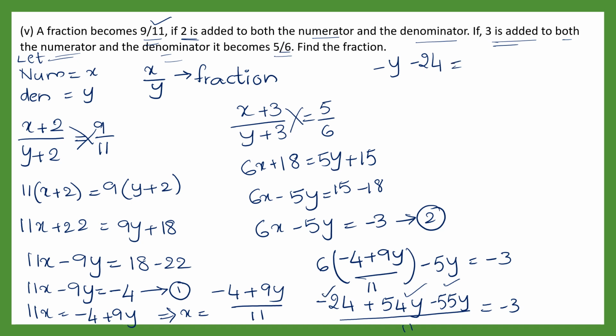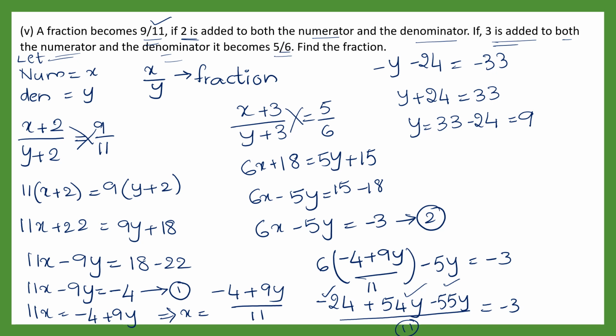This 11 is in the denominator. If it goes to the right side, it will come to the numerator and become multiplication. So minus 3 into 11 is minus 33. On both sides you have minus, so it will get cancelled. You get y plus 24 is equal to 33. Y is equal to 33 minus 24, which is 9. Y is equal to 9.